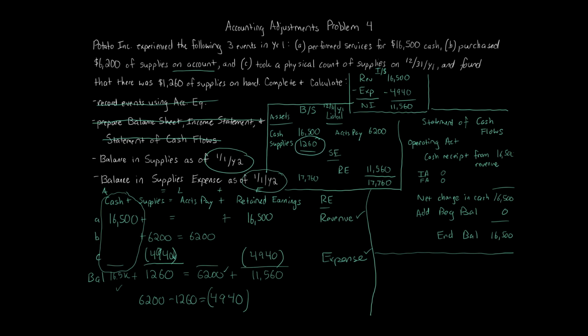The balance in supplies expense as of January 1st, year 2, that's going to be 0 because expense is not a permanent account. It's a temporary account. At the end of next year, yes, our supplies expense this year was $49.40, right, in year 1, but year 2, beginning of the year, will be 0. So this will be balance of supplies as of January 1st, year 2, $1,260. And then the balance of supplies expense as of January 1st, year 2 will be 0 because it's a temporary account.